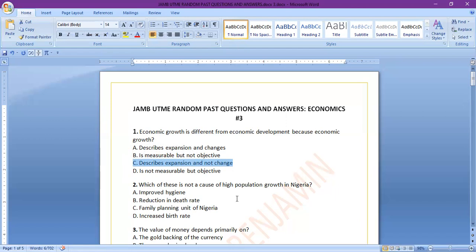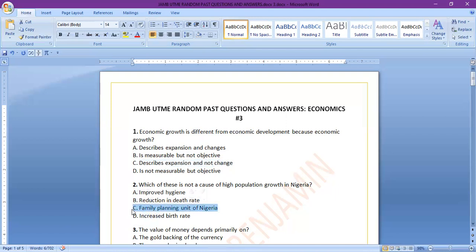Number two, which of these is not a cause of high population growth in Nigeria? A, improved hygiene. B, reduction in death rate. C, family planning unit of Nigeria. D, increased birth rate. So if you look at this question, option A is not the answer. Option B is not the answer. Option C is actually the answer.